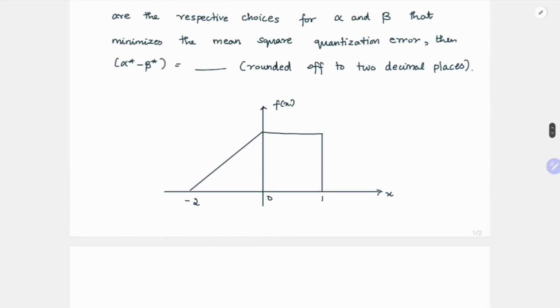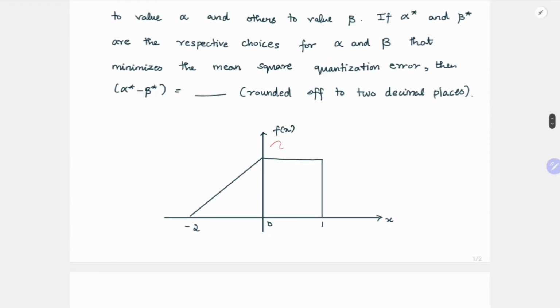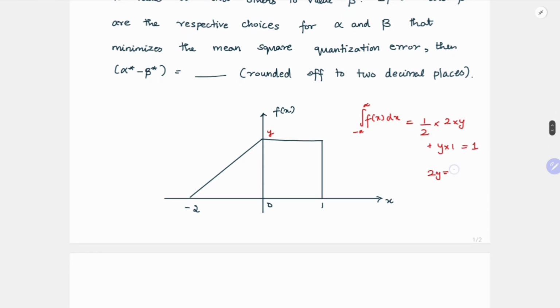So now this is the distribution they're saying. Data is incoming and it is coming with the value such that it varies from -2 to 1 with the probability density given by this. So in this case, let me assume this as some y. Then what is this area? Total area, integral f of x dx from minus infinity to infinity, is this area plus this area. So it is half into 2 into y plus y into 1. This is equal to 1, right? So 2y is equal to 1, y is equal to 0.5. So this value we found, 0.5.